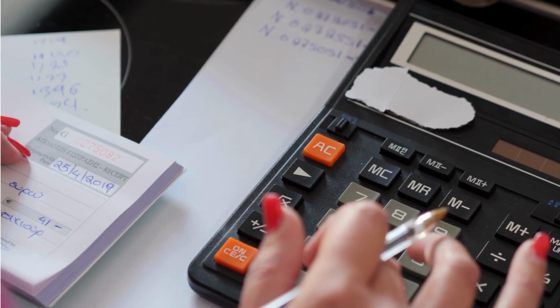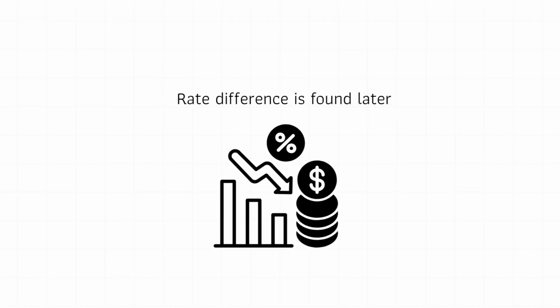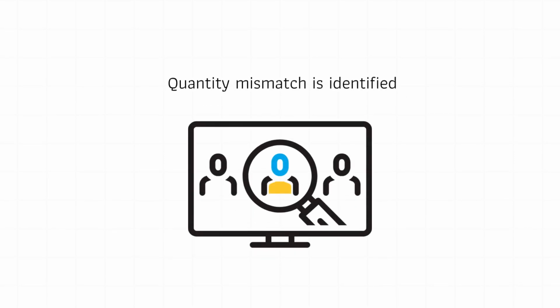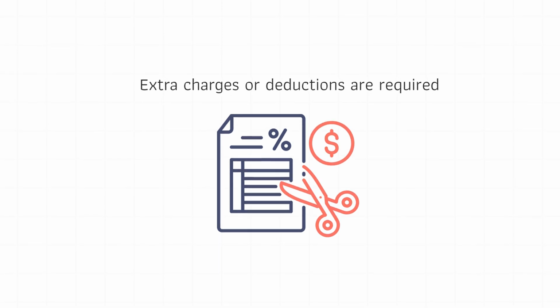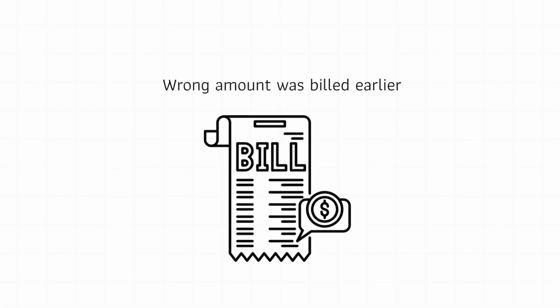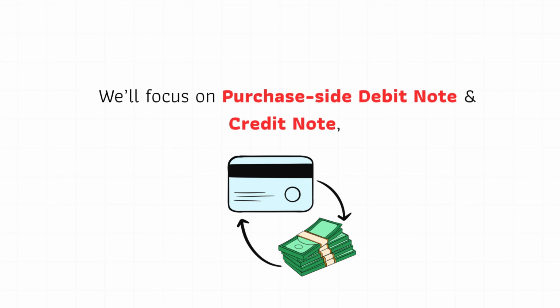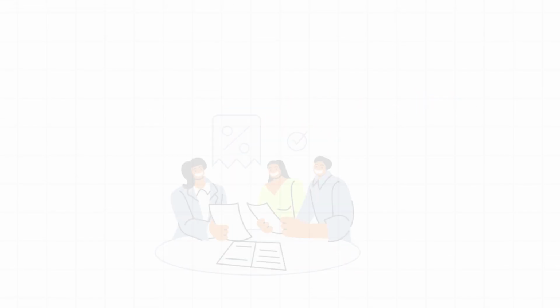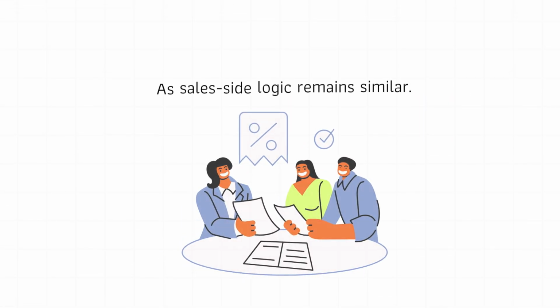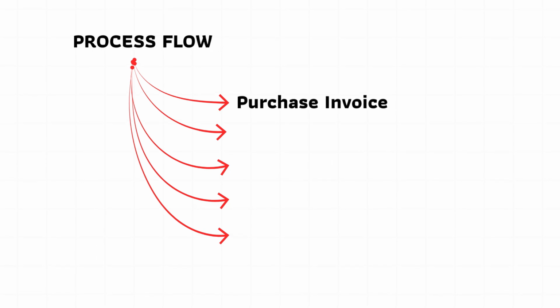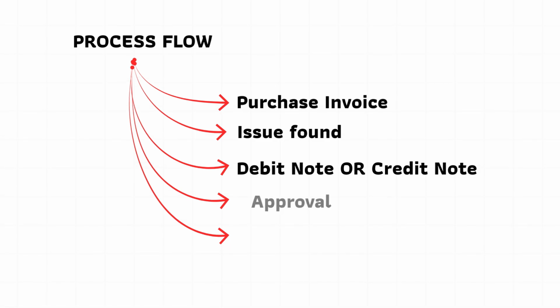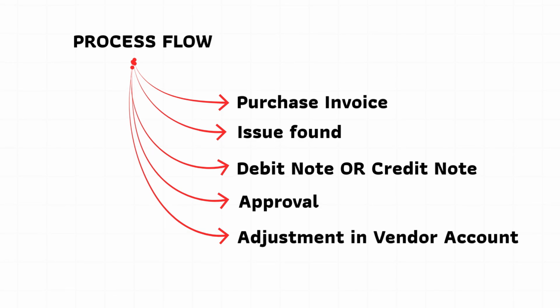Where are they used? Debit notes and credit notes are used when rate difference is found later, quantity mismatch is identified, extra charges or deductions are required, or wrong amount was billed earlier. Today, we'll focus on purchase side debit note and credit note, as sales side logic remains similar. Process flow, high level, no deep accounting: purchase invoice, issue found, debit note or credit note, approval, adjustment in vendor account.